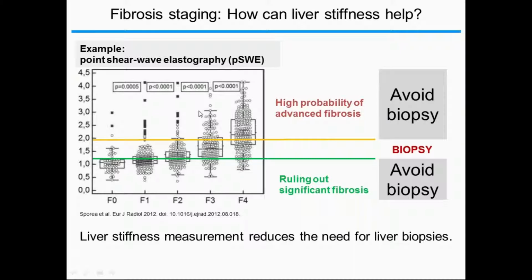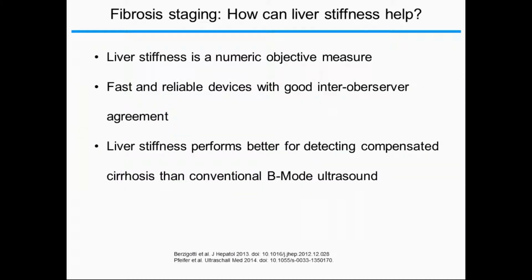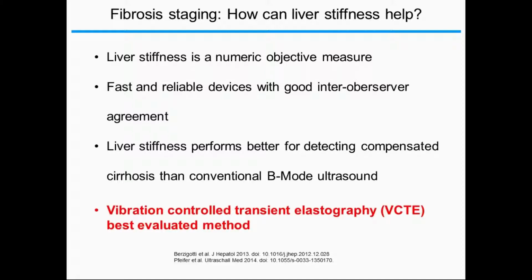However, there's a small proportion of patients which ends up in a gray area where we need liver biopsy if this influences our management. So this is the basic idea of fibrosis staging using liver elastography. It is a numeric measure and thus it is objective. We can share it with colleagues, we can repeat it. It is performed fast and it's reliable, it has a good inter-observer agreement, and it performs better than conventional diagnostics of liver cirrhosis, for example, the conventional signs on B-mode ultrasound.